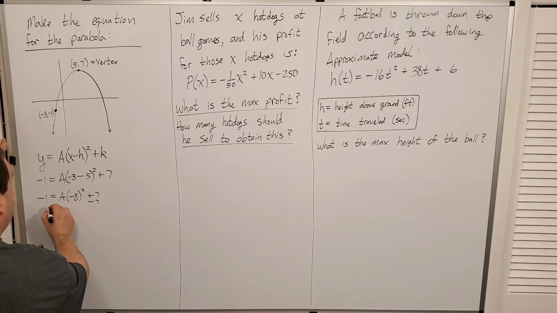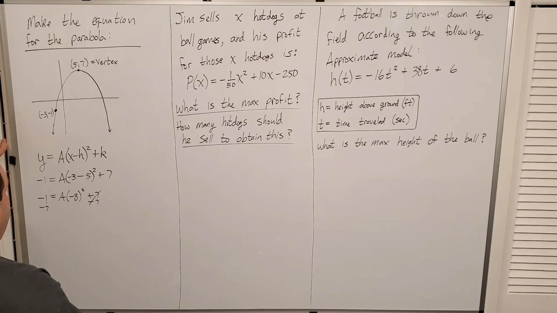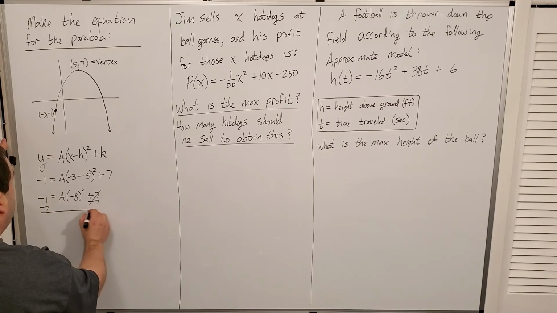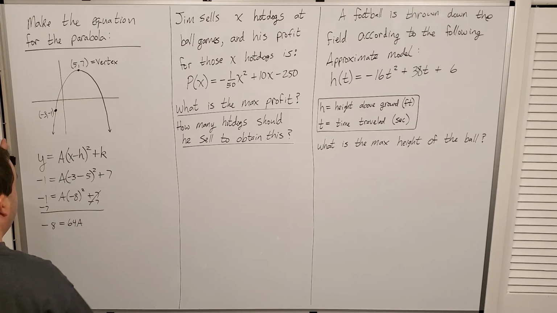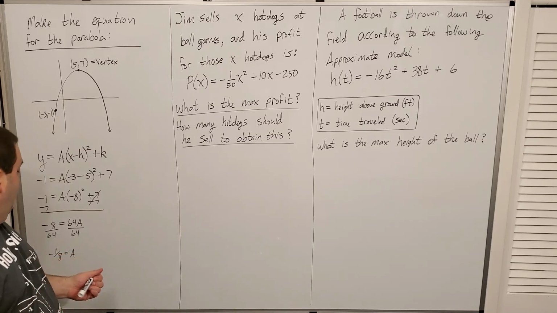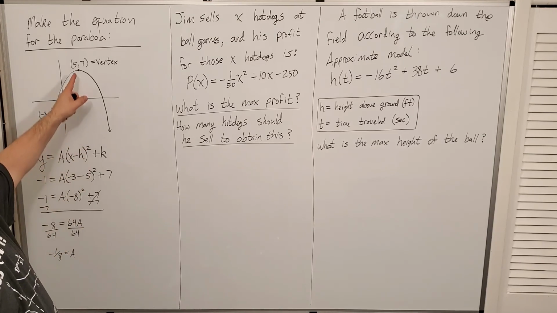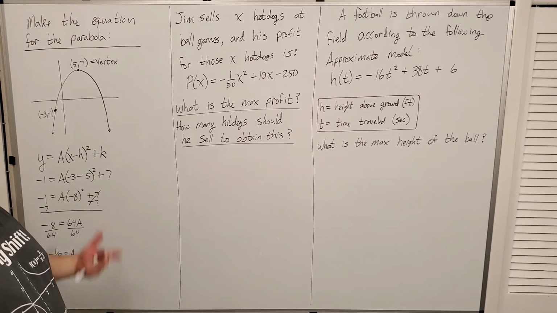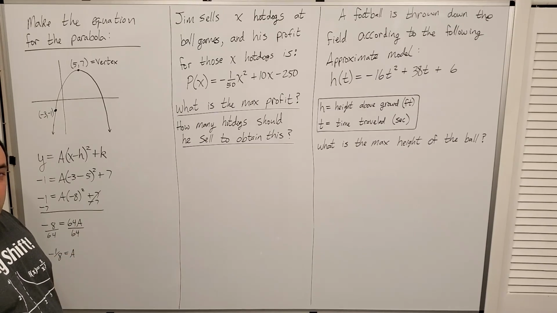I'm going to subtract the 7 from both sides here. That's going to give me -8 is equal to 64a. And if I divide by 64, I get that -1/8 is equal to a. Well, that's great. Now that I know what a is, and I know what h and k are, I can actually write the function here.